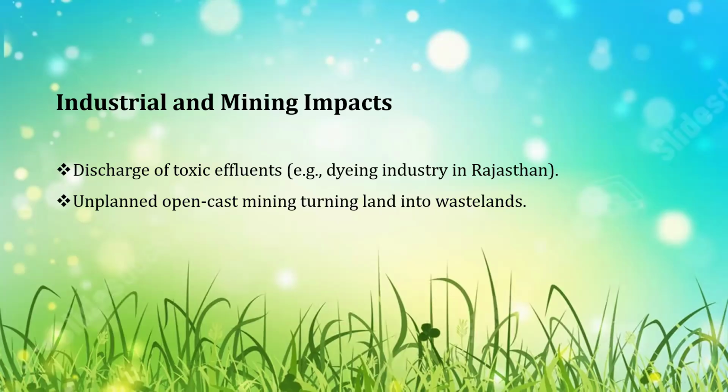The example the slide cites is a dyeing industry in Rajasthan. This is a well-known environmental case of India where textile hubs like Pali and Balotra discharge untreated colored dyes into rivers like Bandi and Luni. This rendered the water unfit for drinking or agriculture and even turned the groundwater multicolored.